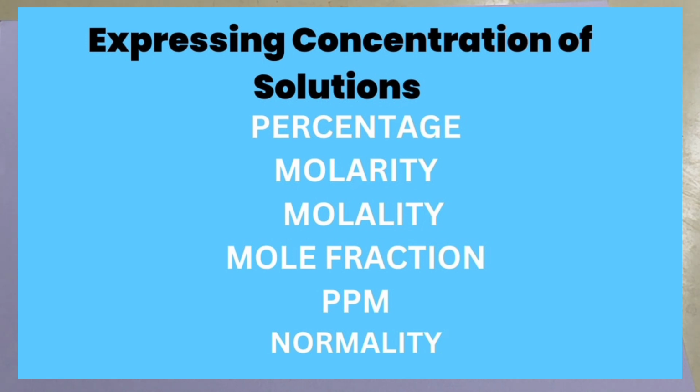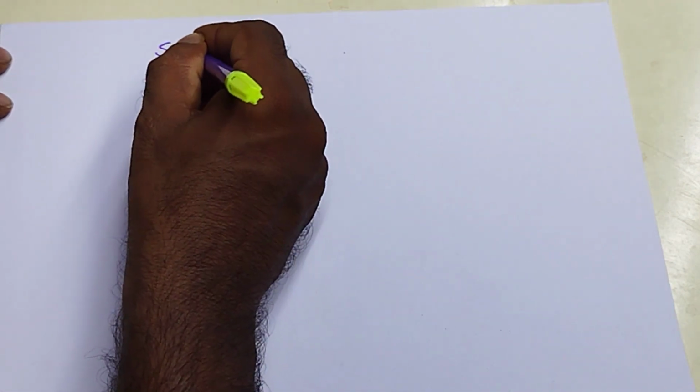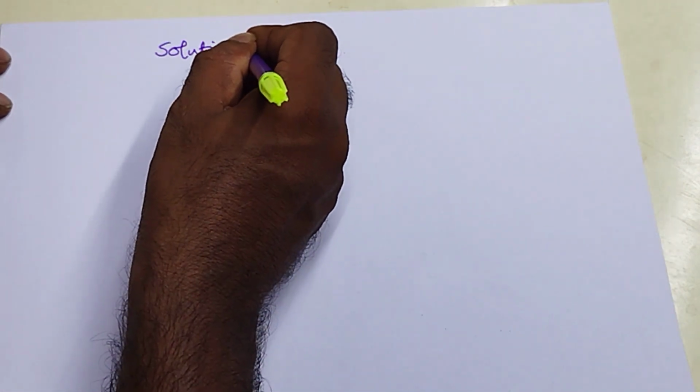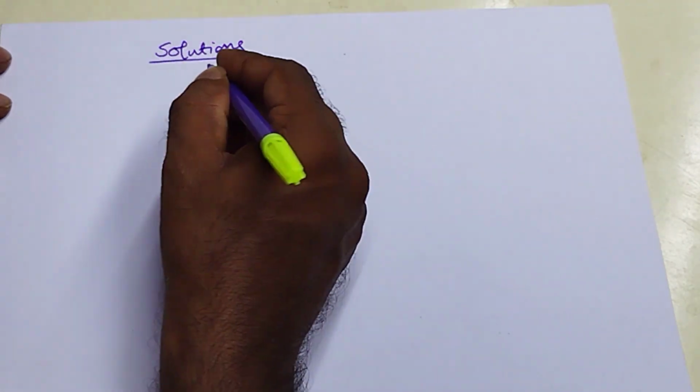So, in the CBSE standard 11th and 12th chemistry textbook, today we are going to take the 12th standard second chapter, Solutions. First of all, we have to know what is a solute and what is a solvent. First, we have to think about what is a solution.